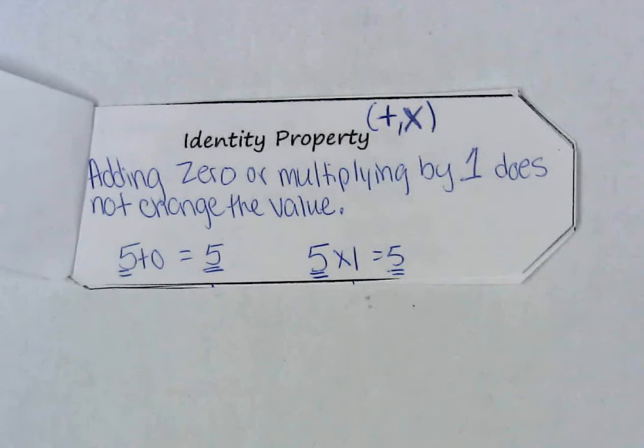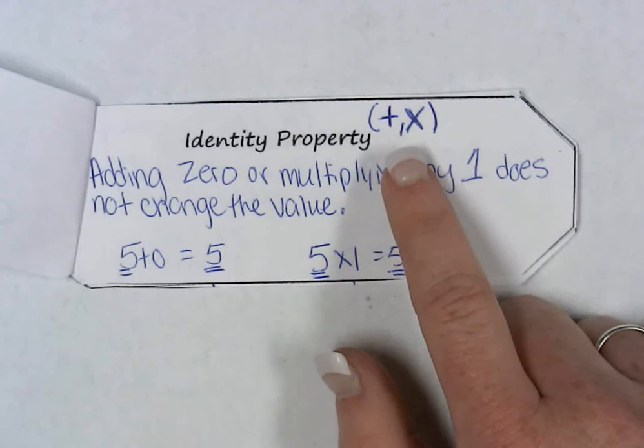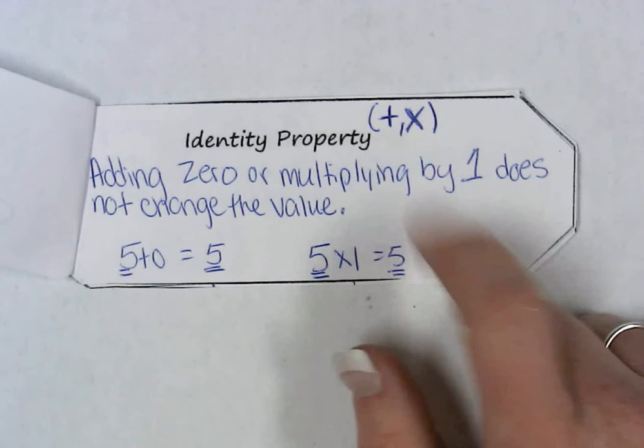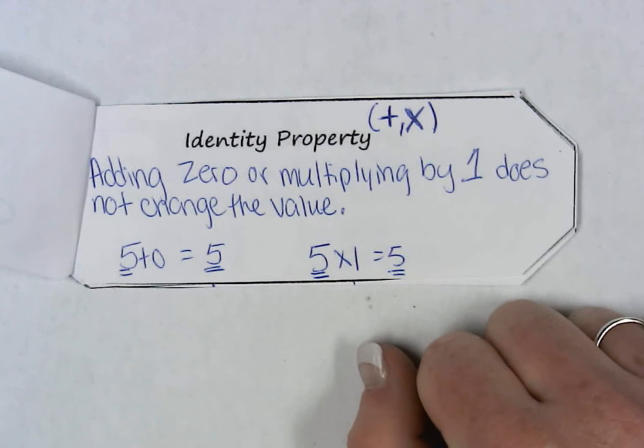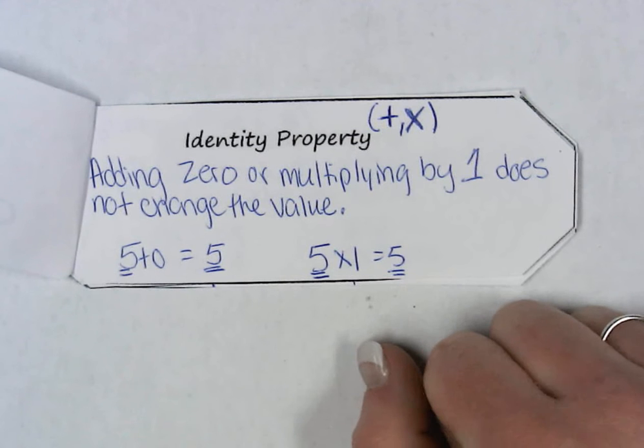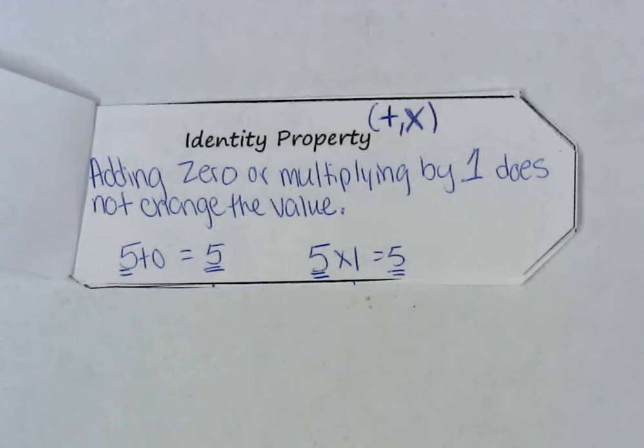Notice at the top I have an addition and a multiplication sign. The identity property only works when you're adding or multiplying.